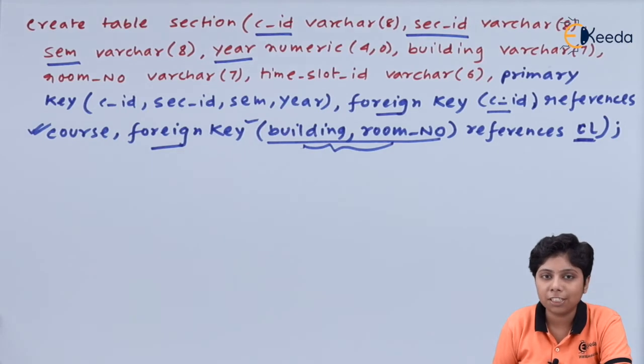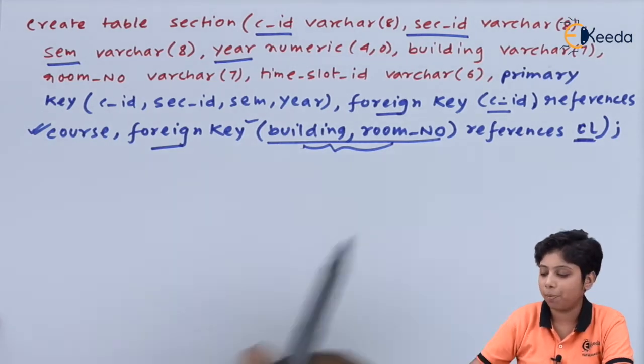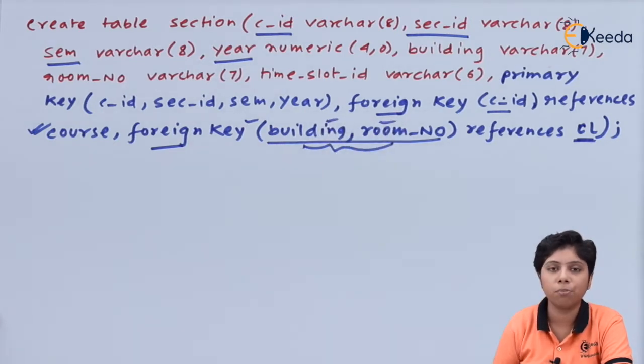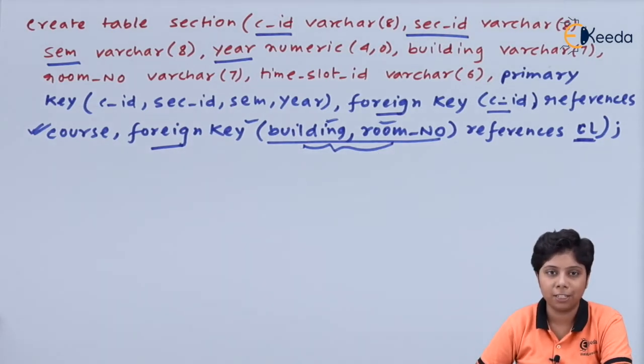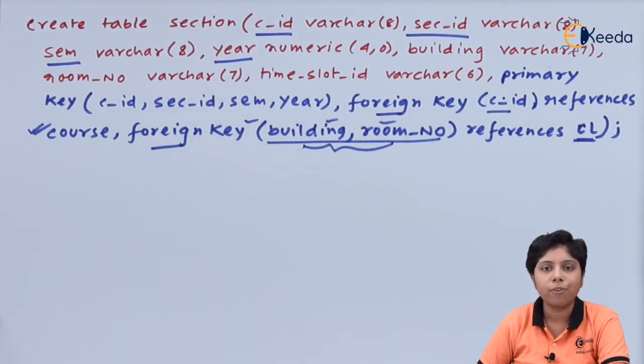If you remember the classroom relation, we can say that the primary key consists of building and room number both as a combination. So I am referring to that primary key as a foreign key reference here. So that is the referential integrity. Next, we will move to the other integrity constraints present in SQL queries.